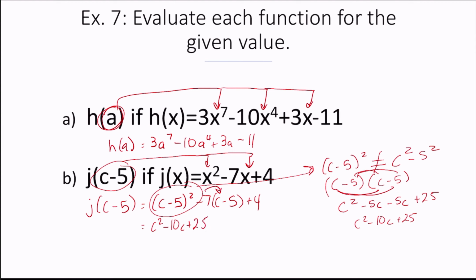Now we're going to distribute this negative 7. That's minus 7c plus 35 plus 4. And then combine our like terms. We've got a minus 10c and a minus 7c. That's minus 17c. And a plus 25 and a plus 35 and a plus 4, which is plus 64.